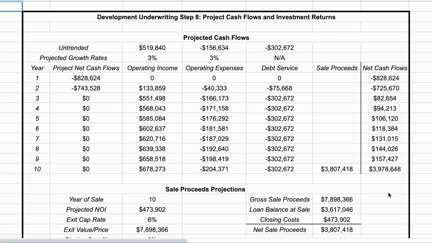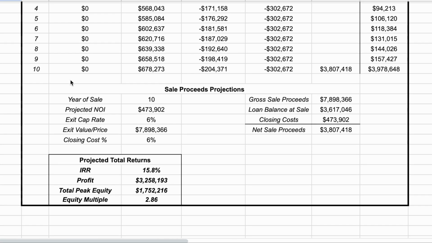With the sources and uses, we can go into our projecting of cash flows and investment returns, and this looks very similar to projecting the 10-year returns of a stabilized apartment building, but you'll see that in years 1 and 2, we have our project net cash flows spread out because it's going to take time to acquire, entitle, and build that property. But we're ultimately left with, similarly, our projected total returns on the deal. So this is the deal level return of internal rate of return, our IRR, our profit, our total peak equity, and our equity multiple.